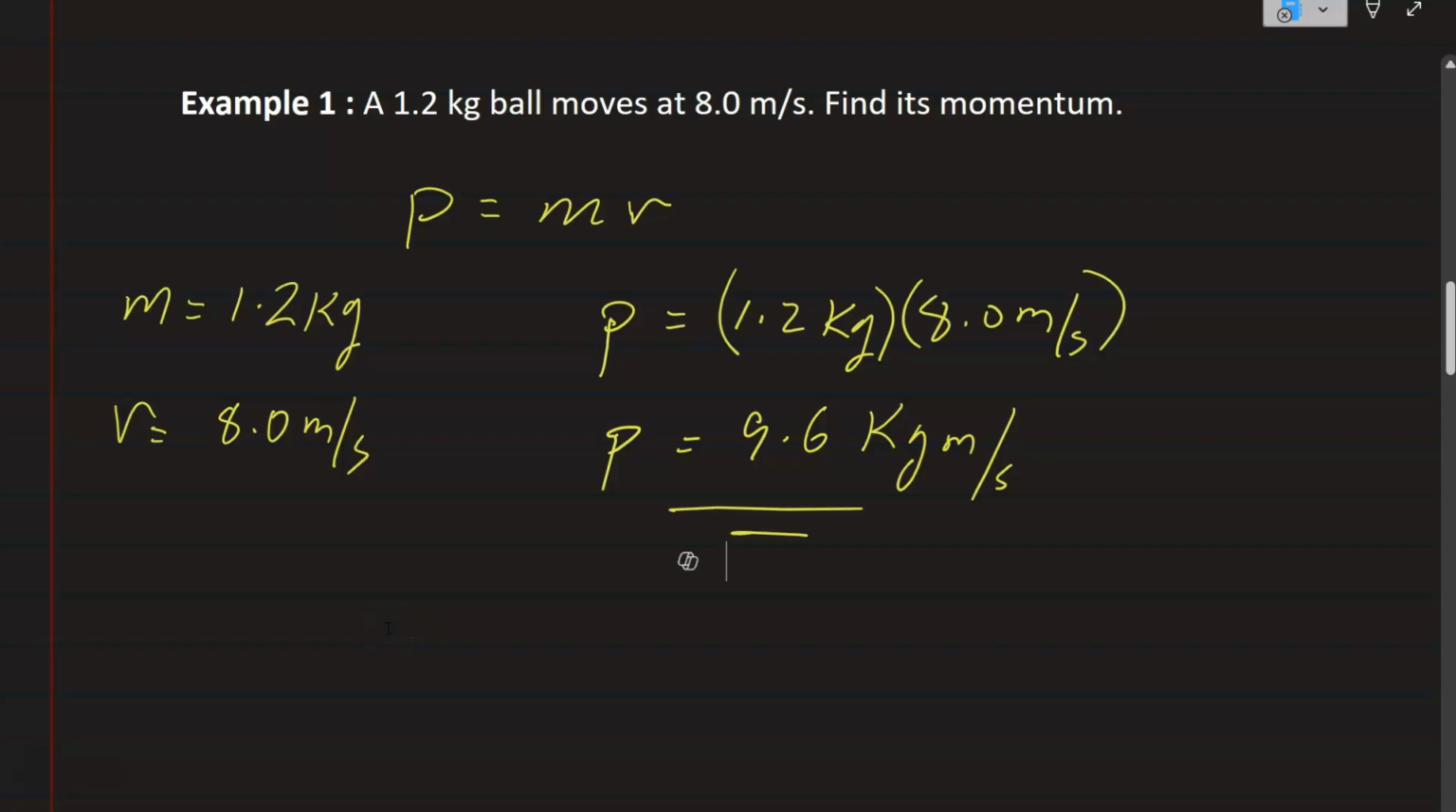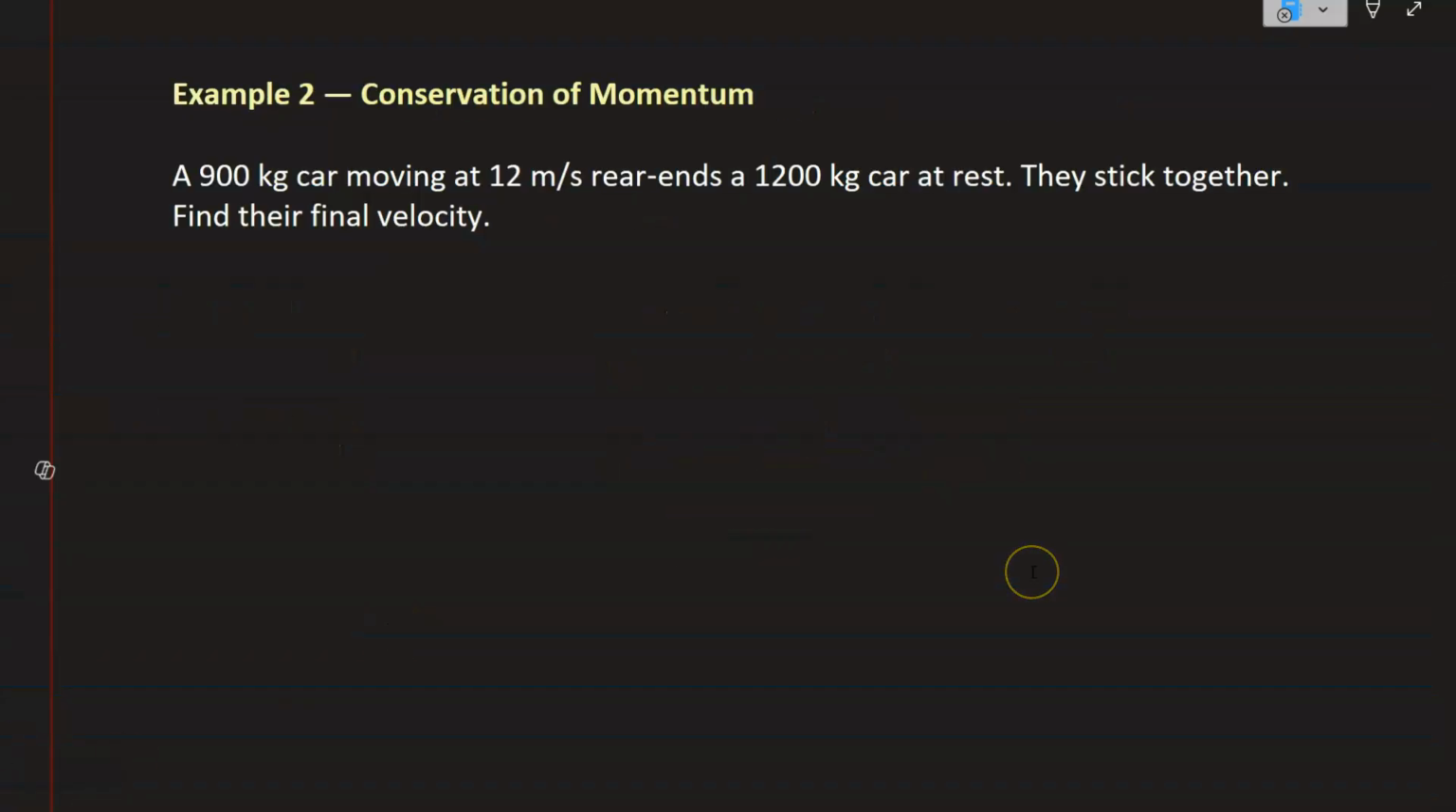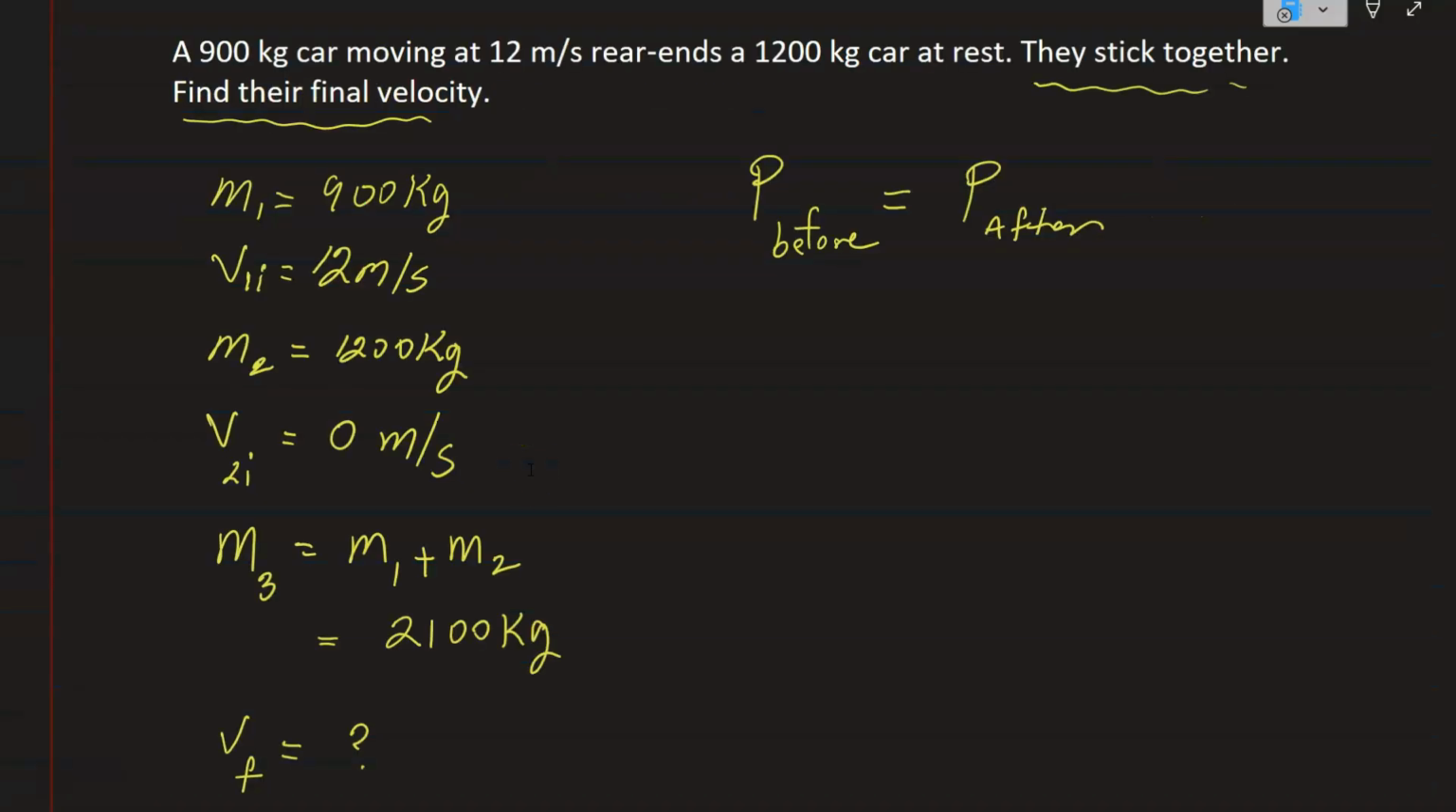All right, let's look at another question. This example is about conservation of momentum. We have a 900 kg car moving at 12 meters per second that rear-ends a 1200 kg car at rest. They stick together. Find their final velocity. Let's write out everything we do know from the problem. The part I need you to pay attention to is that the second car is at rest.